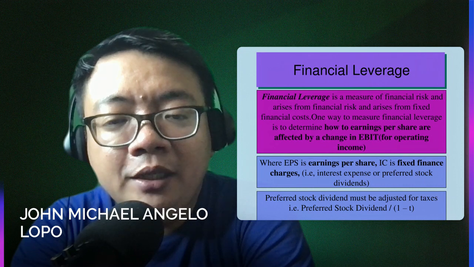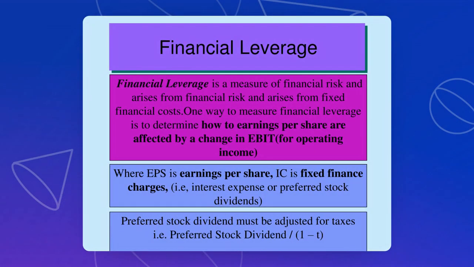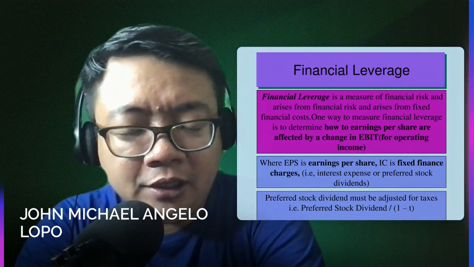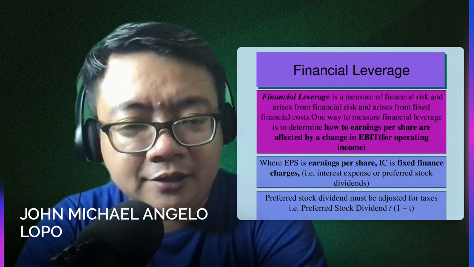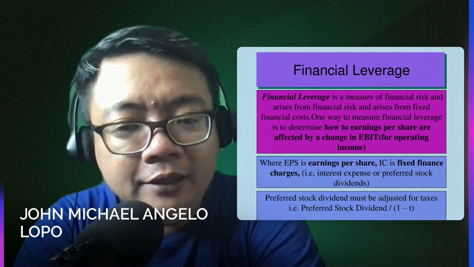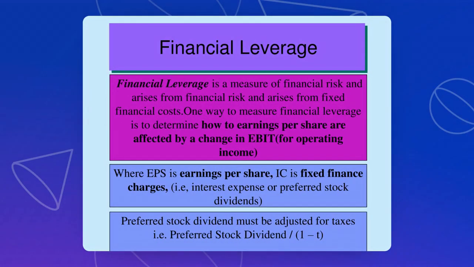That's why the formula here is preferred stock dividends divided by 1 minus T. Why do we adjust? We assume that the preferred stock dividends are net of tax. That's why you gross up, you divide it by 1 minus tax. So that's the formula in terms of your preferred stock dividends.